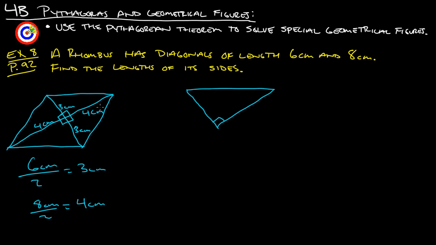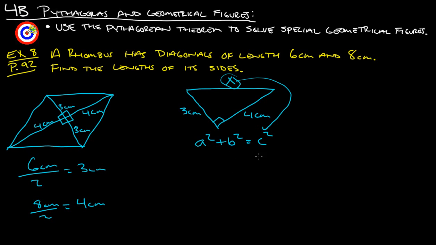Okay. So this is this piece right here. This is 3 centimeters. This is 4 centimeters. And that's what we're looking for. Right? So again, just go to old Pythagorean theorem. A squared plus b squared is going to equal c squared.